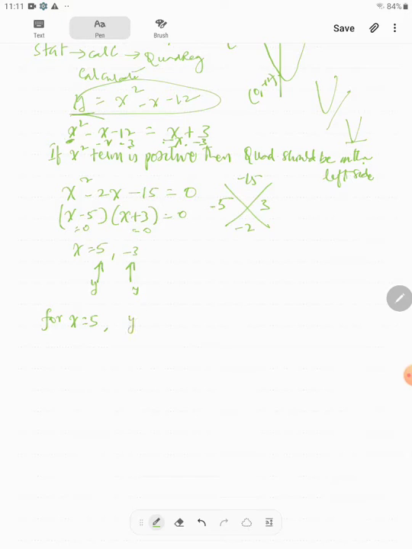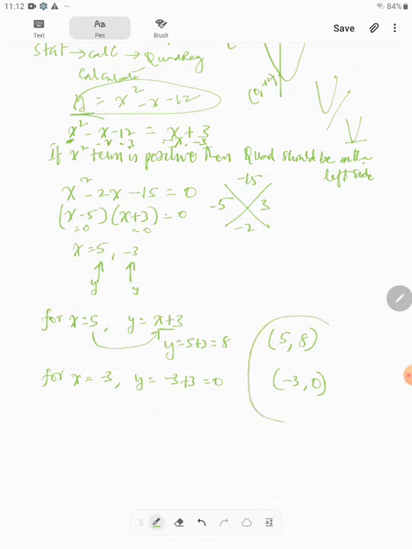It's easier to substitute in the linear function, which is y equals x plus 3. So you're substituting the x value of 5 here. y equals 5 plus 3, which is 8. So we have 5, comma 8, right? And for x equal to negative 3, we are substituting again: negative 3 plus 3 is 0. So negative 3, comma 0 is the other point. This is how we find the two coordinates.